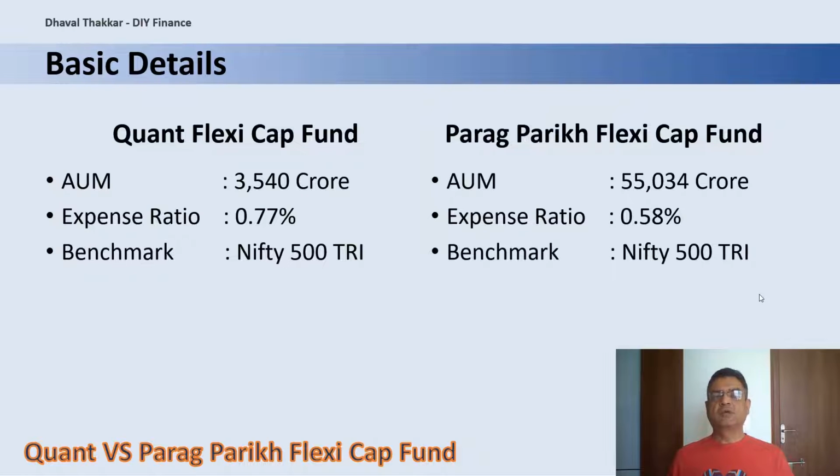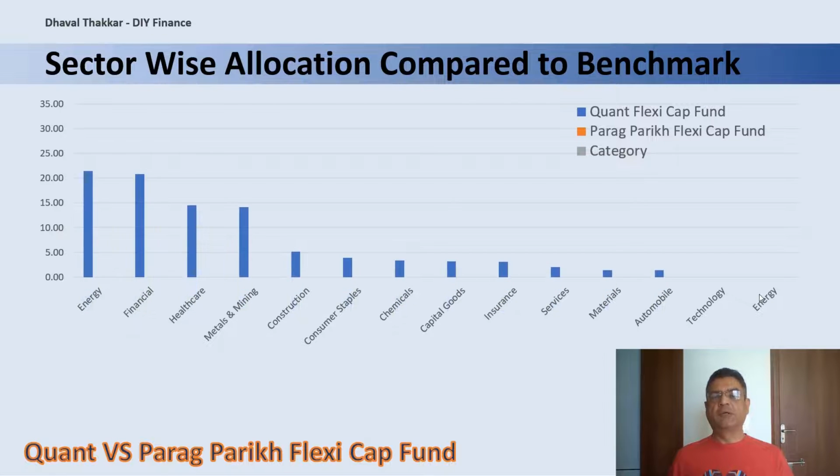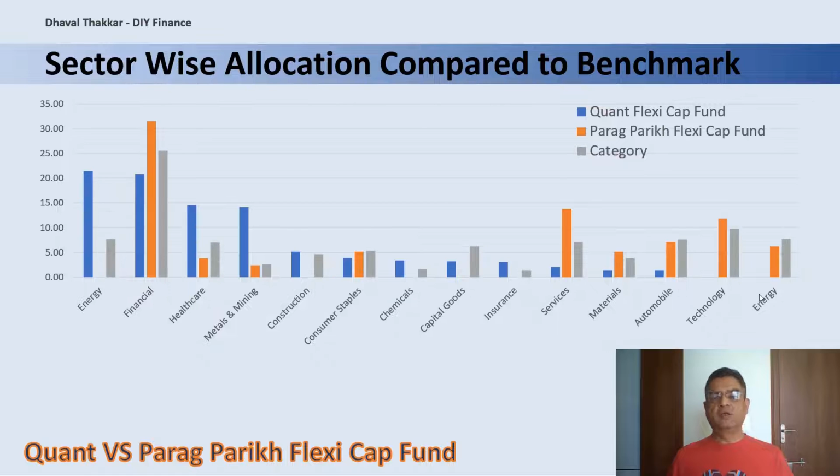Now let's look at the sector-wise allocation. Firstly, for Quant Flexi Fund, from the table, it is very clear that the fund has the highest allocation to the energy sector, followed by finance, healthcare, and metals. Now let's look at Parag Parikh Flexi Fund. Here, the highest allocation is to the financial sector, followed by services and technology. And when we compare this allocation to the category, it is quite different for both the funds.